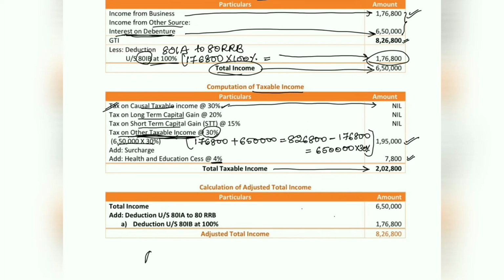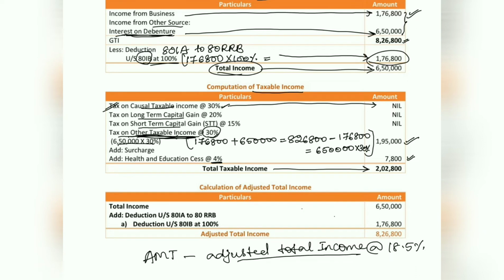So the next step is to calculate AMT. To calculate AMT, we should first of all know the adjusted total income. On this adjusted total income only we will calculate the value at the rate of 18.5%. To calculate adjusted total income, we will consider the total income of the firm plus add all the deductions, as well as any exemption under section 10AA, we will also consider that value. So let's start. Now calculation of adjusted total income.